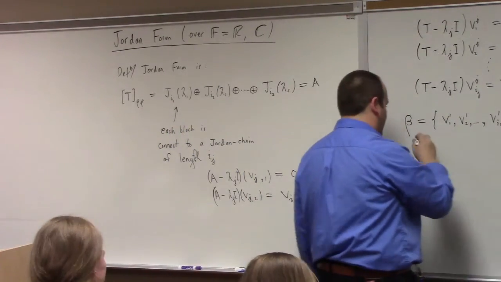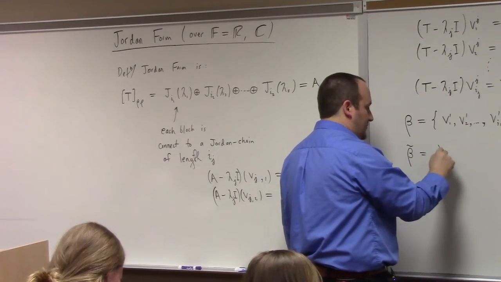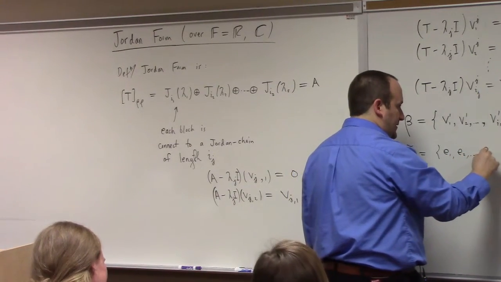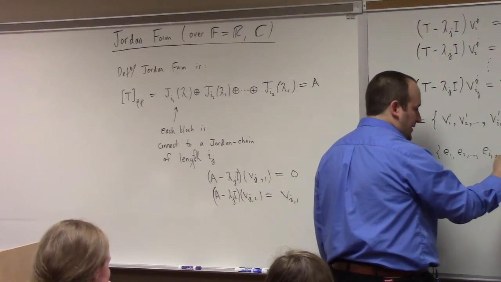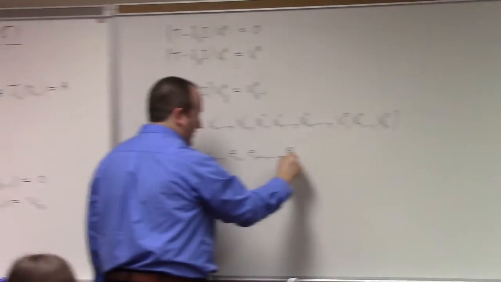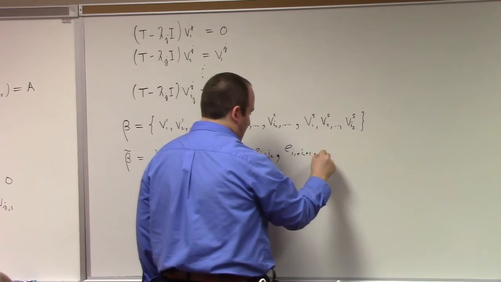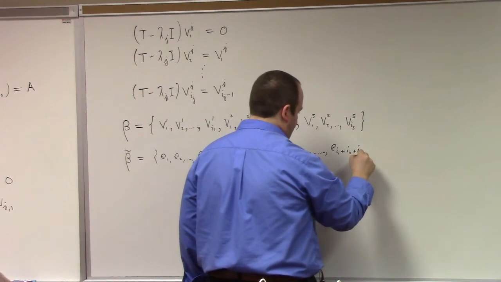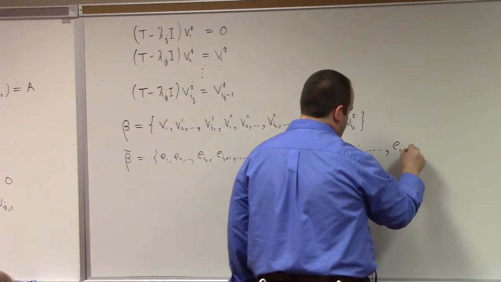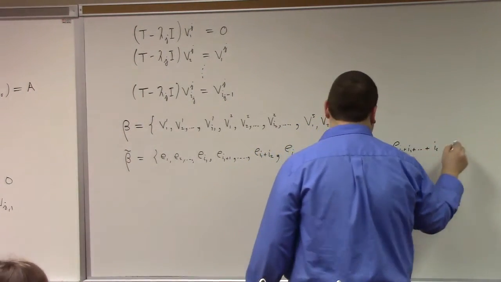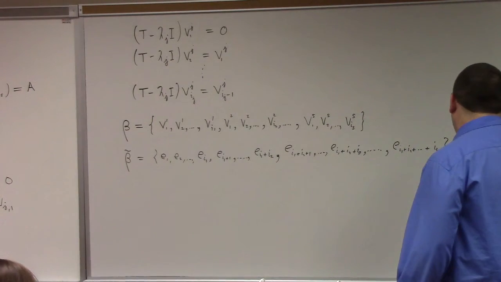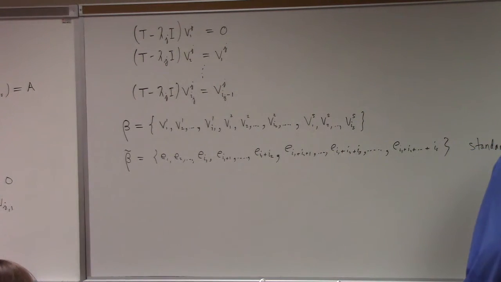So in terms of, let's say, beta tilde, I would do E1, E2, and so on, up to E I1, then E I1 plus 1, and so on, up to E I1 plus I2, comma, E I1 plus I2 plus 1, up to E I1 plus I2 plus I3, and so on, up to E I1 plus I2 plus and so on plus IS. I mean, this is the standard basis for F to the I1 plus I2 plus and so on plus I sub S.